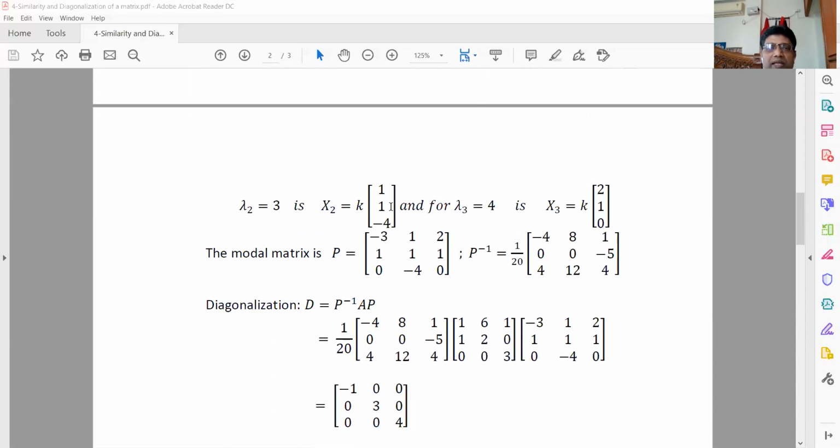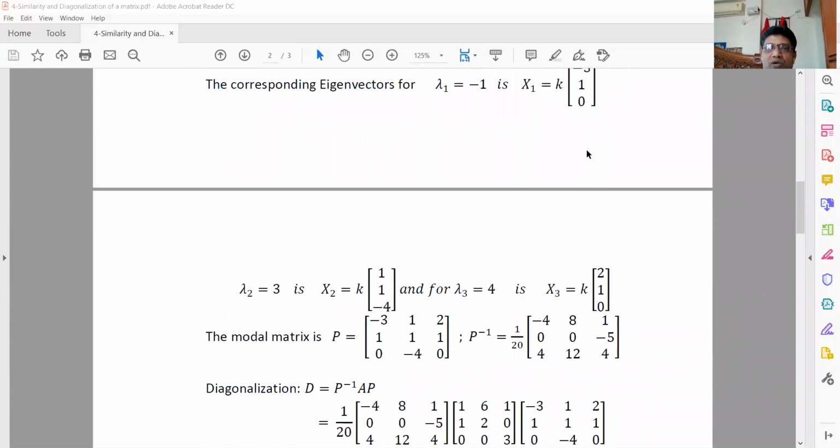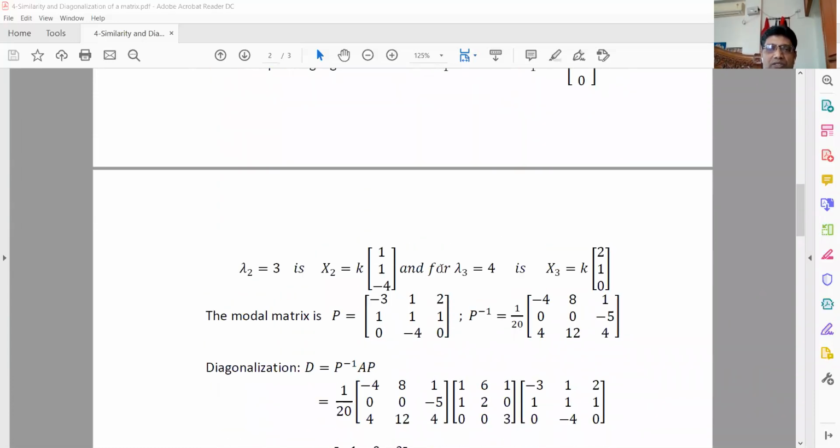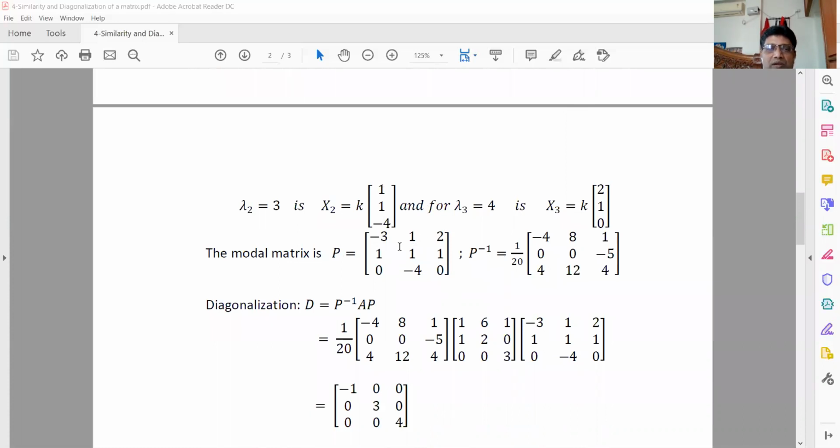Once you have the eigenvectors, you have to construct the model matrix, which is known as P. What is P? Take the columns of these eigenvectors: x1, x2, x3. x1 is minus 3, 1, 0. That is the first column vector. x2 is the second one, x3 is the third one. So this is the model matrix P. Once you have this P, calculate its inverse. You know how to calculate the inverse for a 3 by 3 matrix, so using that procedure, you can calculate the inverse.